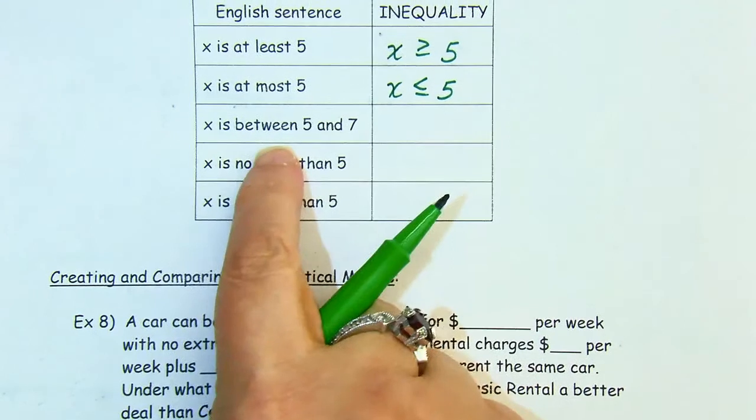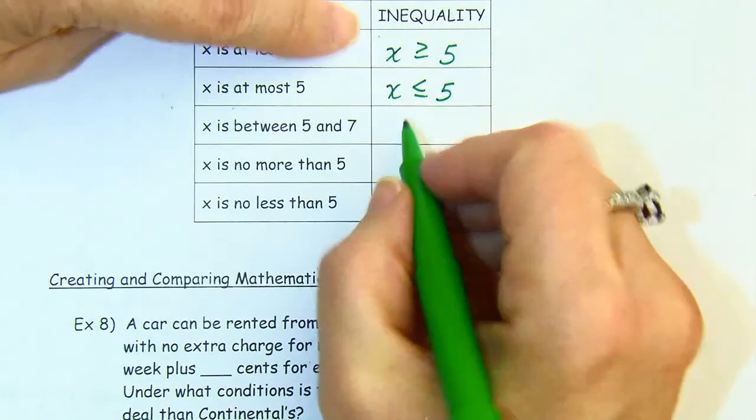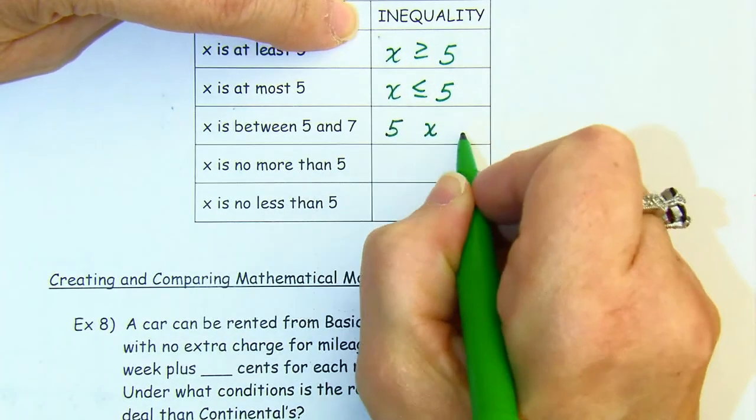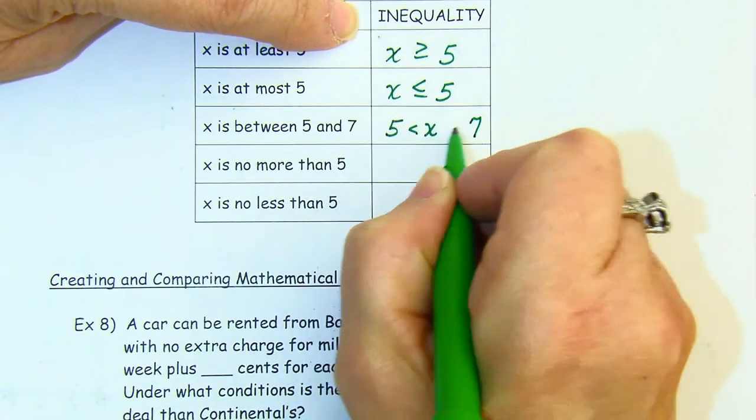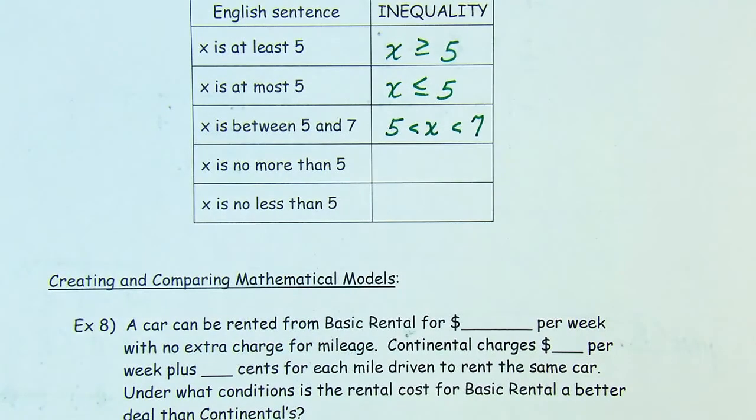This one here is pretty easy. X is between 5 and 7. So you write the smaller number, the X in the middle, the larger number, and the arrows always point left. Now be careful with this word between. Between means not 5 and not 7.